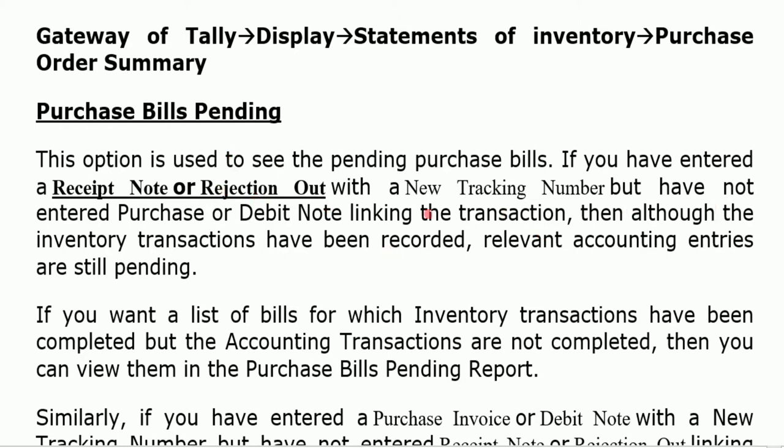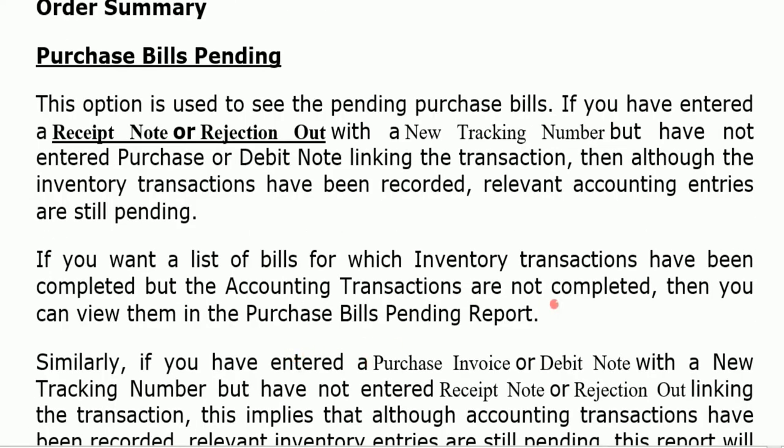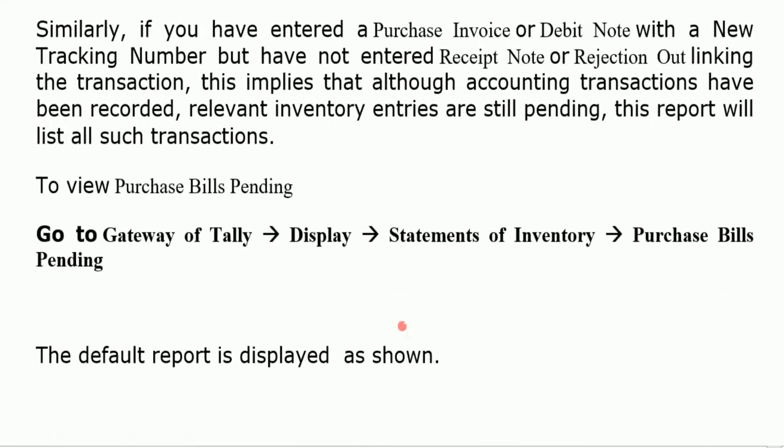If you have entered a receipt note or rejection out with a new tracking number but have not entered a purchase or debit note linking the transaction, then although the inventory transactions have been recorded, the relevant accounting entries are still pending. If you want a list of bills for which inventory transactions have been completed, we can find it by using the Purchase Bills Pending option. To view it, Gateway of Tally, Display, Statements of Inventory, Purchase Bills Pending.